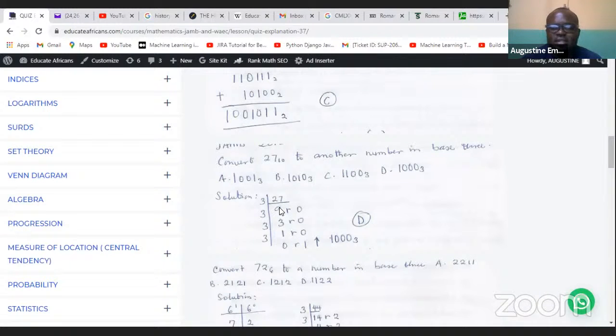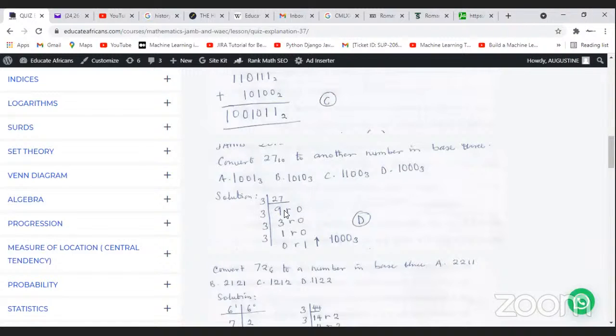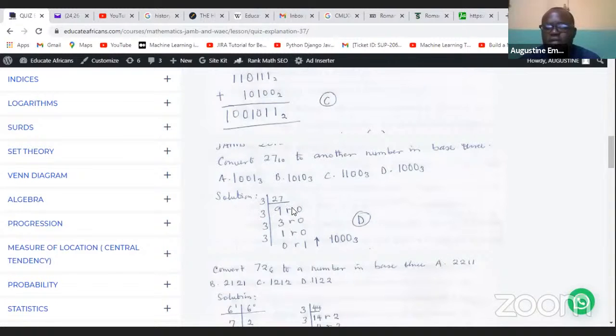So here you have 3 divides 27. We know it's 9. 9 remainder 0. So you write 9 remainder 0. Always write the remainder because the remainder is what is important. That is what you're going to collect.